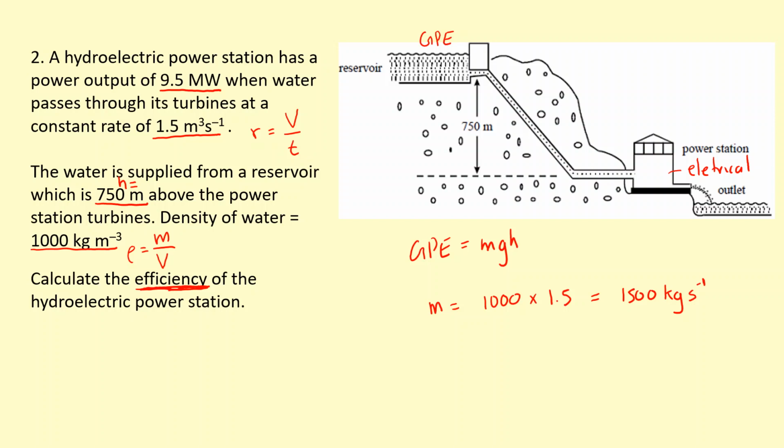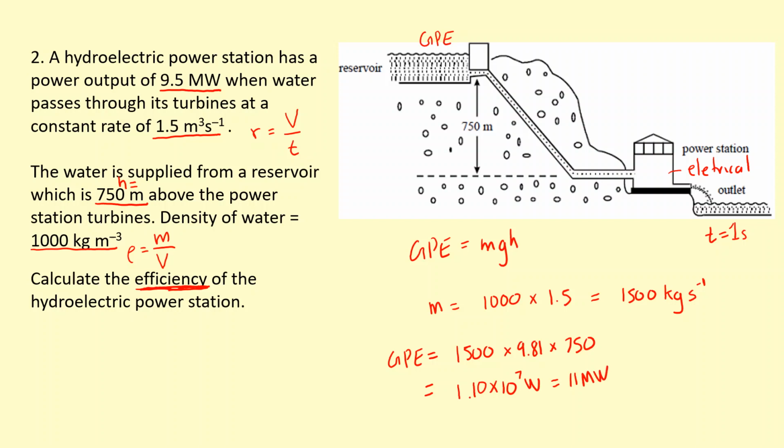We don't have time, so we won't be able to work out the mass that's actually flowing past in a particular time. But if you want, you can even use time equals 1 second to help you understand what's going on here. So I'm just going to take 1500 kilograms per second and use that as our mass in this equation. The GPE that's lost per second is the mass that's falling per second, times 9.81, times the height it's falling by. If we do this, that gives us 1.10 times 10 to the 7 watts, which is 11 megawatts, which, as you can see, is larger than 9.5 megawatts.